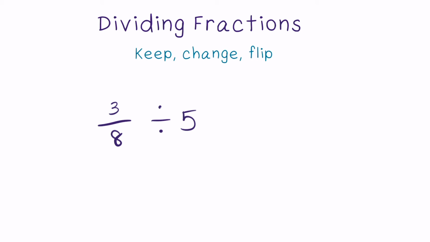Let's try this again using a different equation. In this case, we will divide 3/8 by 5. Let's go through the 3 steps. First, we'll keep the first part of the equation, 3/8. Next, we'll change the operation. Division becomes multiplication. That's the opposite operation of division. Finally, we'll flip the last number in the equation. In this case, it's the whole number 5.